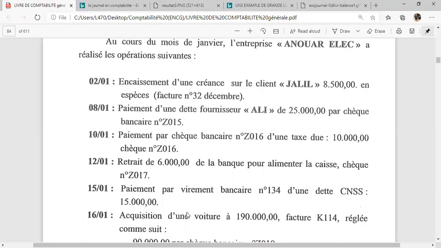Then you start. This is the source document. So then you go to the journal. To the journal, you write them just according to that, in chronological order of their dates. So you write the 2nd January. You classify them, the accounts and all that. Then after you have established your journal, you move on to the Grande Livre.